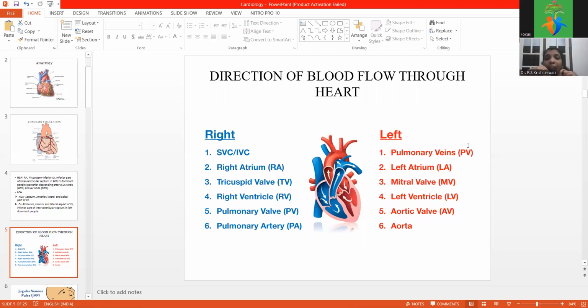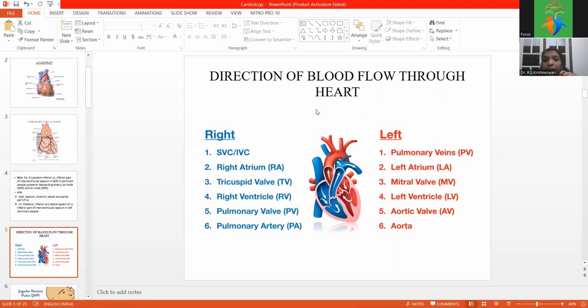So regarding the direction of blood flow through the heart. Whatever I am saying here is from Davidson. Please have a look into it, and I have prepared only the important things from that. Okay. So, direction of blood flow through the heart.